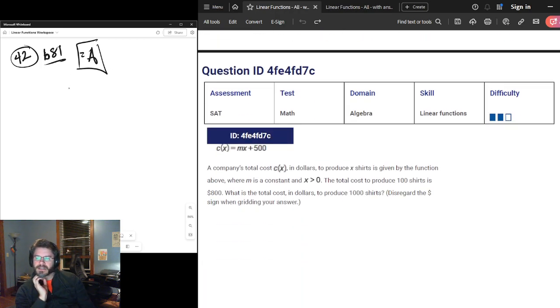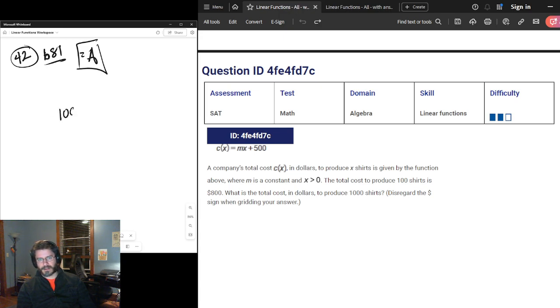mx plus b again. Slope is m, y-intercept is 500. What is the total cost to produce 1,000 shirts? So plug in x is 1,000, but first we need the slope. Total cost of 100 shirts is 800, so they give us a point. So we're going to plug that in and find the slope.